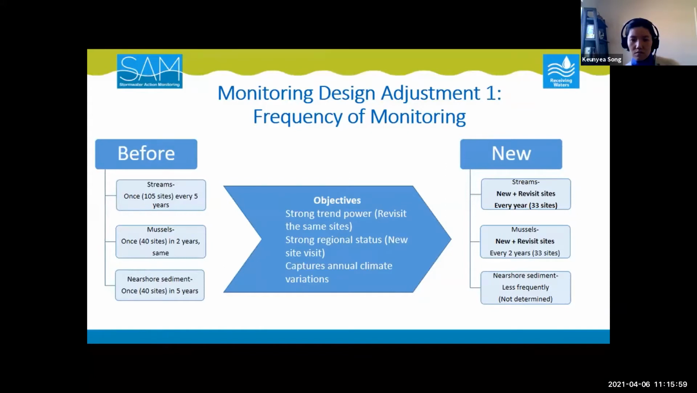For nearshore sediment monitoring, we are going to hold off the monitoring planning for a while until we know more about the water and sediment circulation in the ocean.